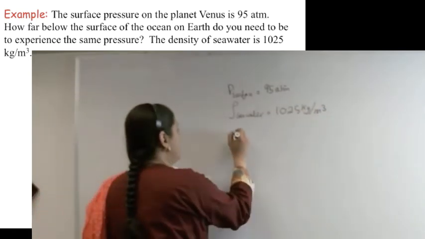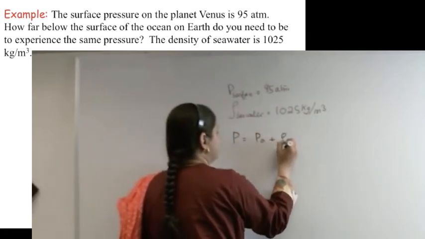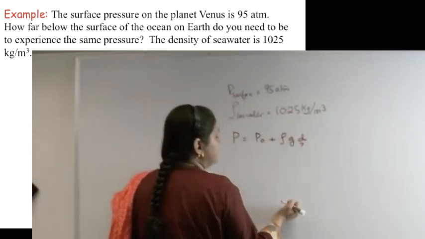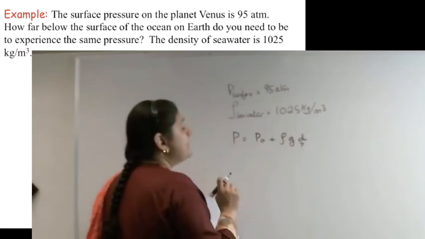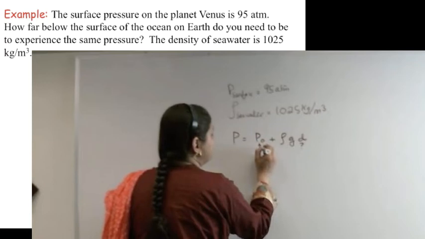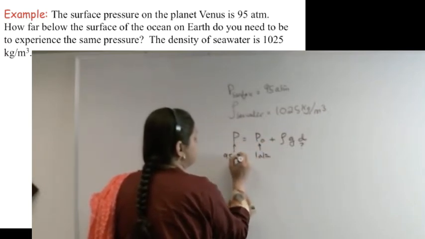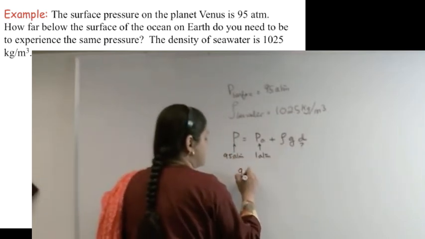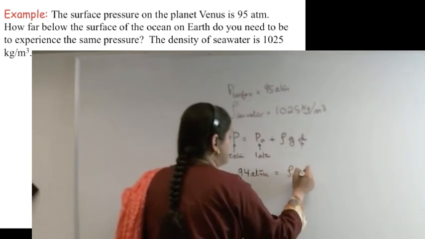What do we know? We know P equals P naught plus rho g D. We need to find D, right? g is given, rho is given, and the pressures are given. But note these P naughts: this is going to be 1 atmosphere, and this is going to be 95 atmospheres, because that's what we're looking for. So 95 minus 1 atmosphere is 94 atmospheres, which equals rho g D.